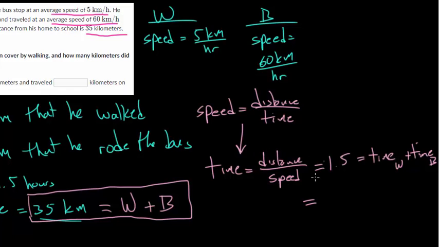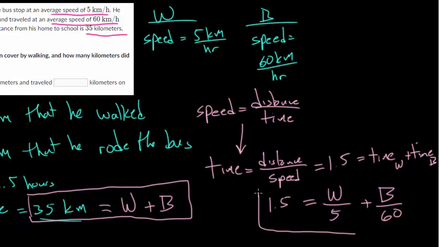And so the distance walking, remember we called that W, and we're dividing it by the speed of walking, which in this case is 5. And then we're going to add the time on the bus. Well, that's the distance on the bus, which we called B. That's the thing we need to find, divided by the speed on the bus, which is 60. So this is equal to 1.5. So we have our second equation.